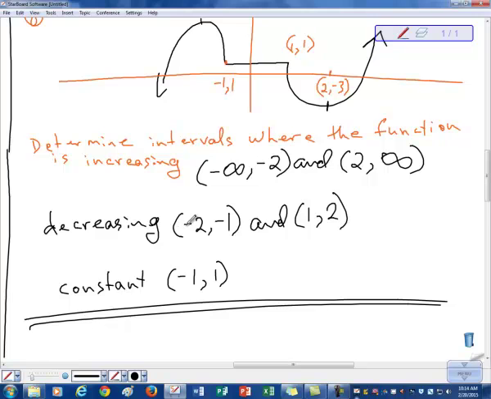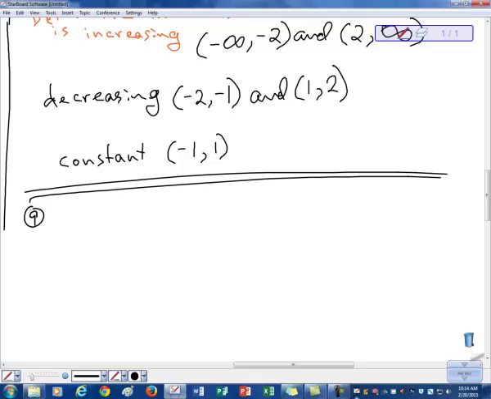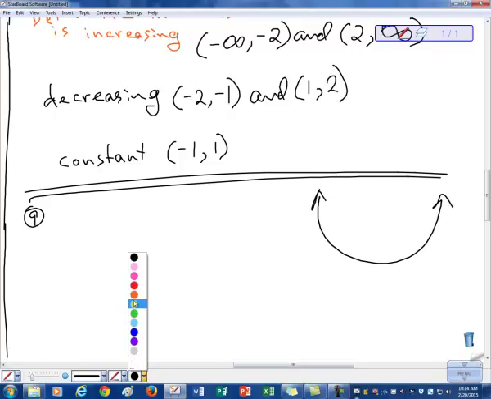Okay, next thing we want to do, this will be problem 9. Determine whether the graph below is that of a function by using the vertical line test. So let's say we have here this function, and we have our x and y axes here.